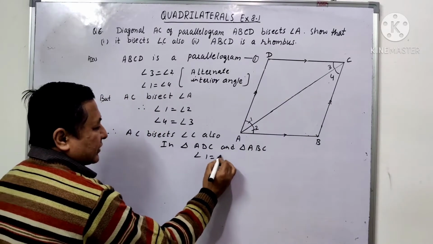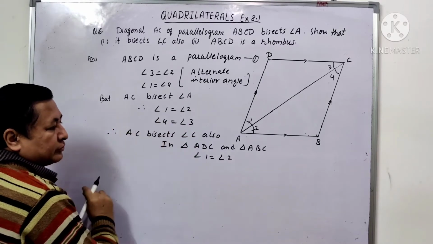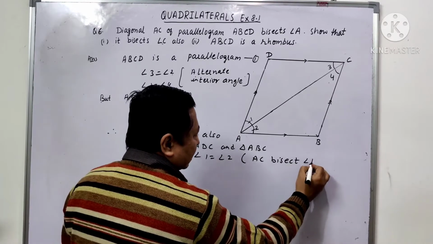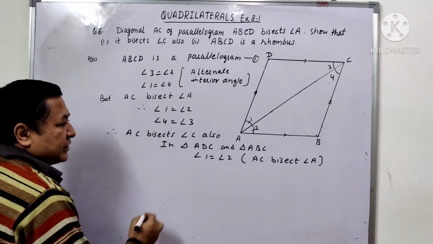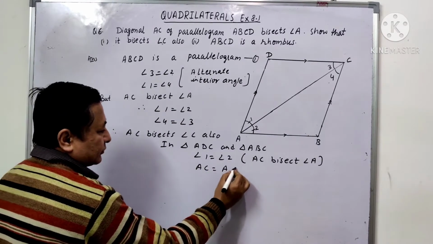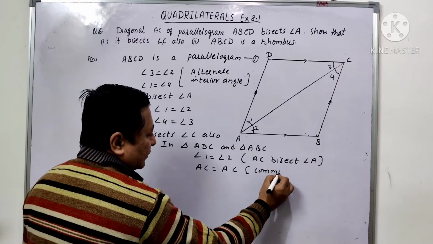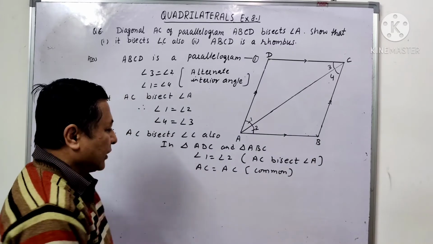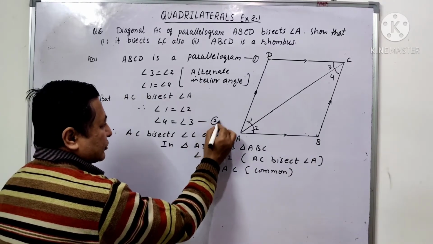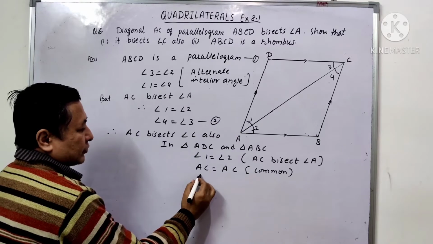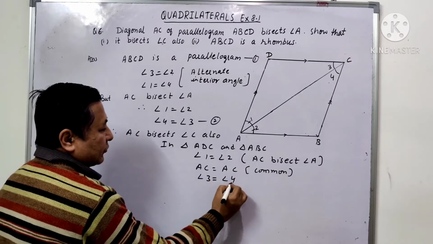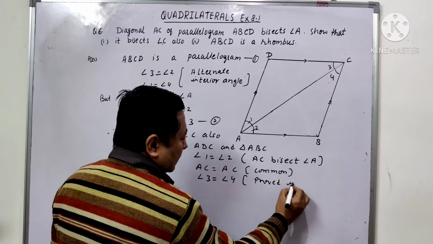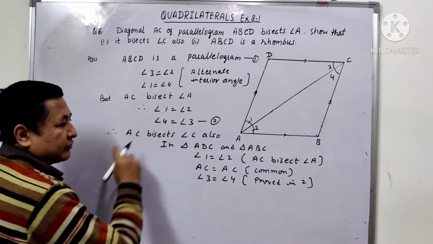Now in the question it is already given that angle 1 equals angle 2, that is AC bisects angle A. And if you see, AC is common in both. This side AC is common in triangle ADC and triangle ABC. And also, this is marked as equation number 2. Angle 3 is equal to angle 4. We have proved in the second that angle 3 and angle 4 are equal.